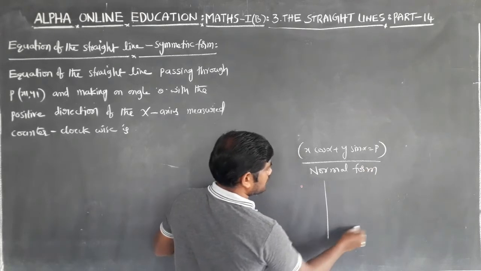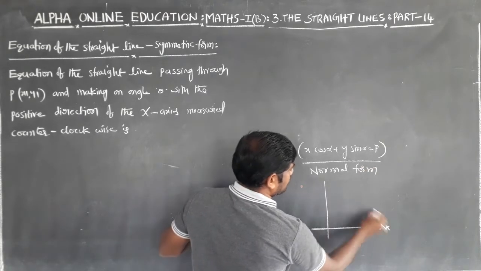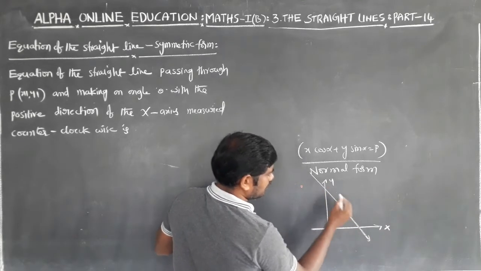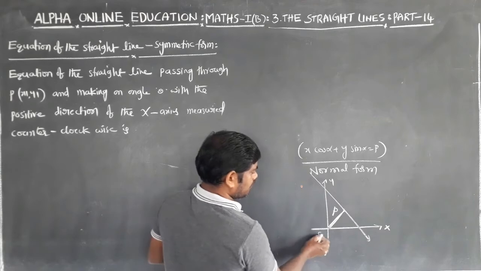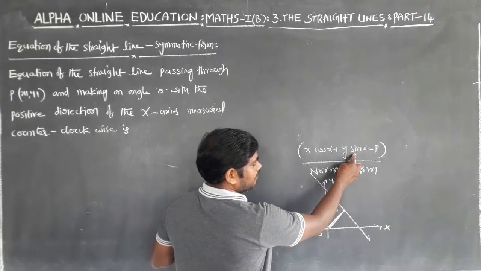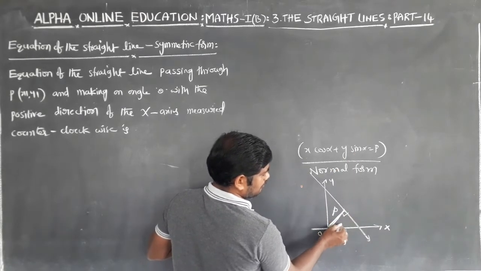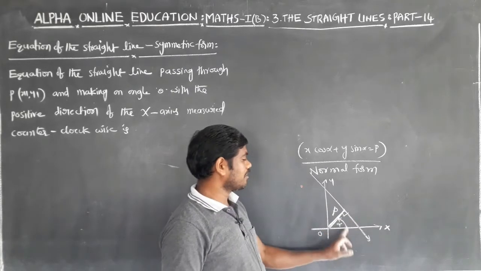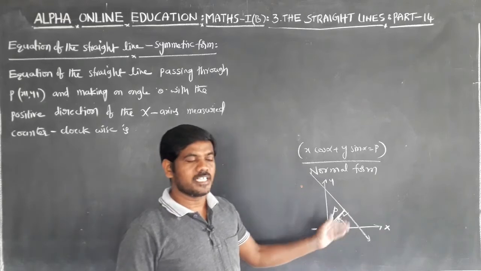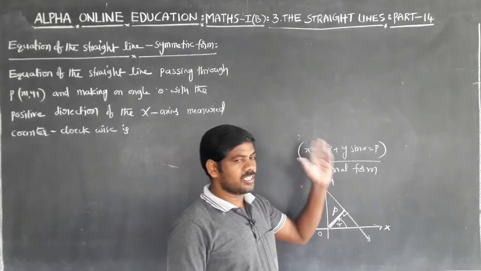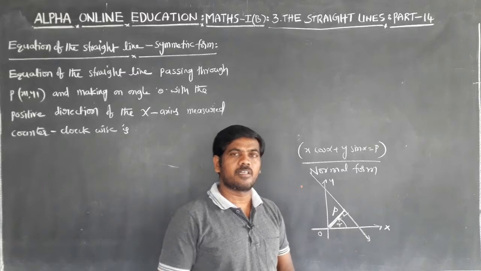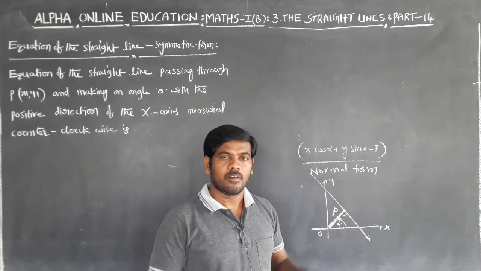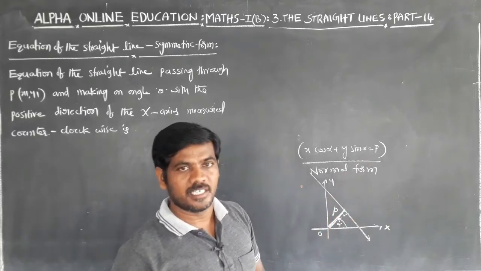Here p is the perpendicular distance from the origin to the line. Alpha is the angle the normal ray makes with the positive x-axis, measured counterclockwise. So the equation of the straight line in normal form is x cos alpha plus y sin alpha is equal to p. We already discussed this in yesterday's class.